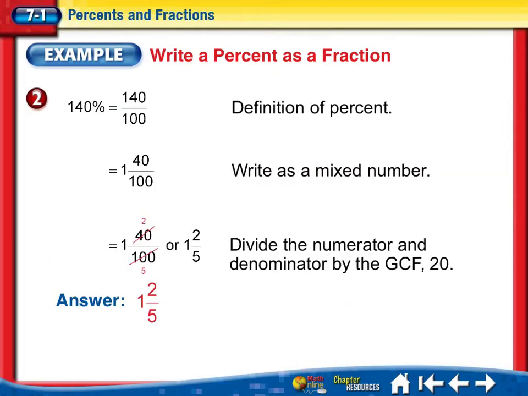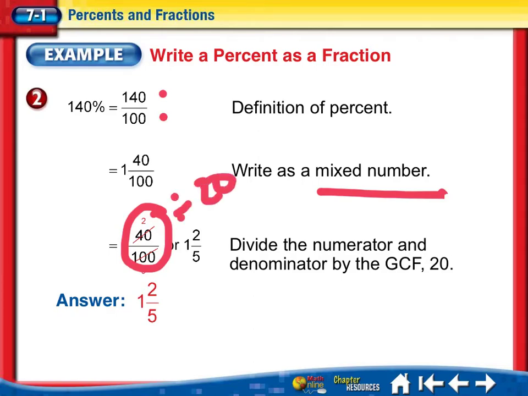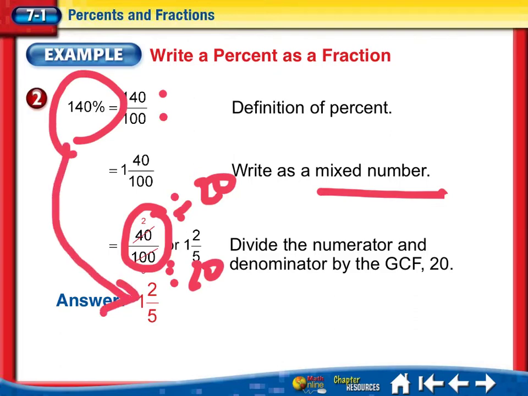Okay, so if we're looking at that 140%, first we can write it as an improper fraction, which would be 140 over 100. Then we're going to turn it into a mixed number, which will be 1 and 40 hundredths. And we know that we have to simplify the 40 hundredths part. So we're going to take the 40 hundredths part, divide by 20 on the top, divide by 20 on the bottom, and we get 2/5. So our simplified fraction for 140% is really 1 and 2/5.